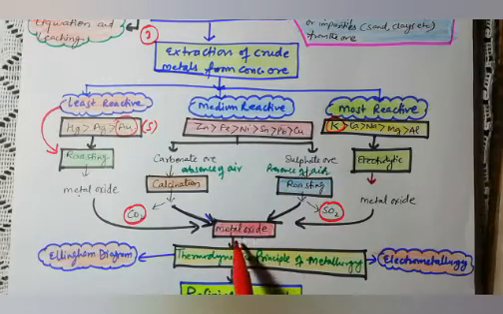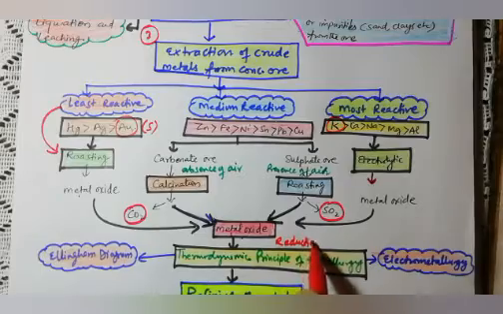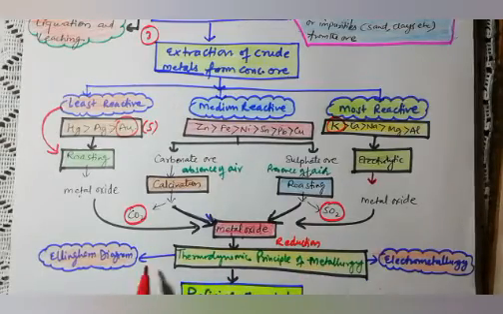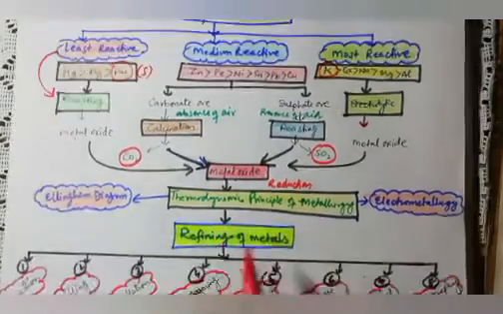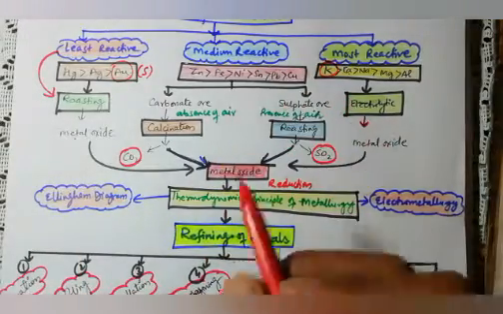Now after metal oxide, we need to remove the oxygen by a reduction process. For that purpose, we have the thermodynamic principle of metallurgy, the Ellingham diagram. With the help of electrometallurgy, we can explain these things. We will explain in our next video.